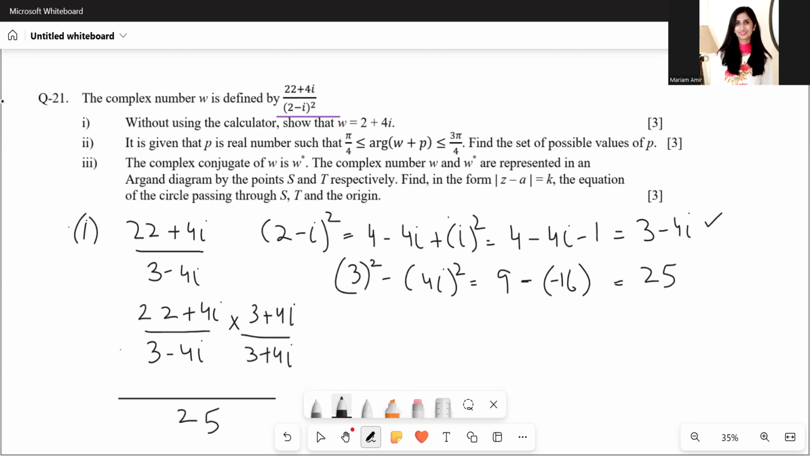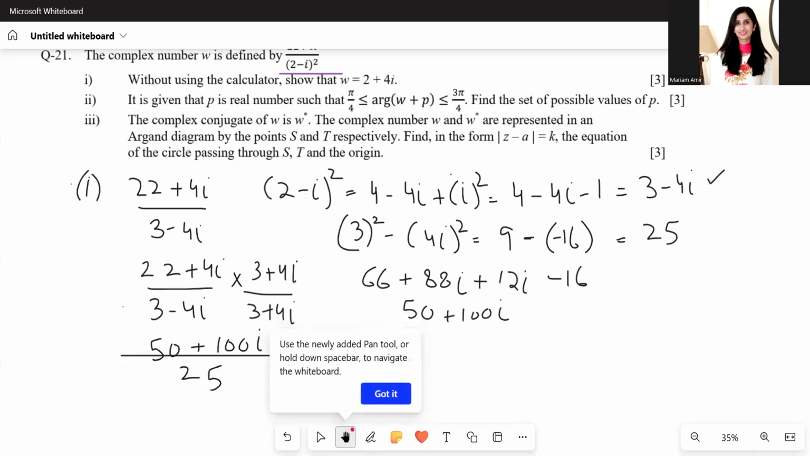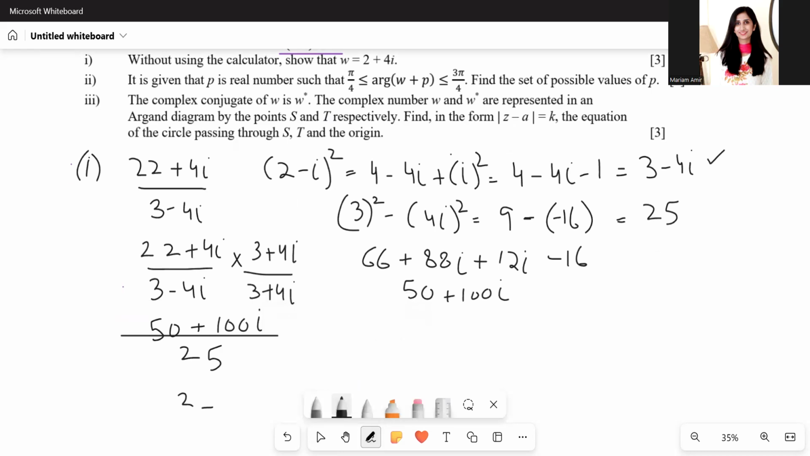And for the numerator, it's going to be 66 plus 88i plus 12i plus 16i squared, which is -16. So this gives 50 plus 100i. Write that here. Now divide the denominator separately. So we get 2 plus 4i as our final answer. And that is what W is.